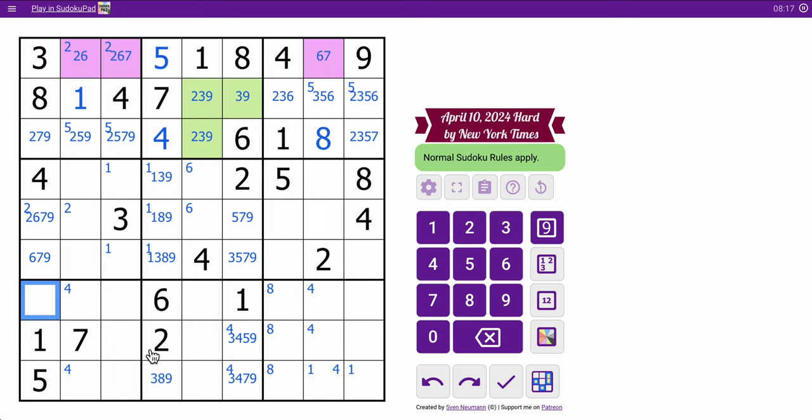Yep, I had incorrectly assumed this was not 2. This is 2 or 9. That's where I made the mistake, right here. This 2 there does not rule out that from being a 2, and that's where I made a logic error. Okay, so 6 is there. I don't have anything else to go on. Nope.